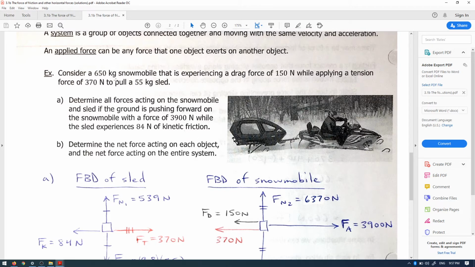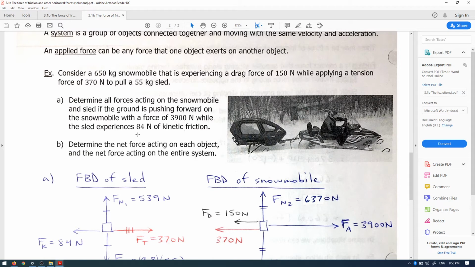So let's read this carefully. We've got a snowmobile that's 650 kilograms, and that snowmobile up here in front experiences a drag of 150 newtons. Drag is another name for air resistance. Now, it also applies a tension of 370 newtons in order to pull a sled that's 55 kilograms, okay? So just to give you an idea, the snowmobile is pushing backward on the ground. The ground is pushing forward, and it tells you what force the ground pushes forward with. It's 3,900 newtons. And the sled over here experiences 84 newtons. There's a lot of information here, clearly, right?